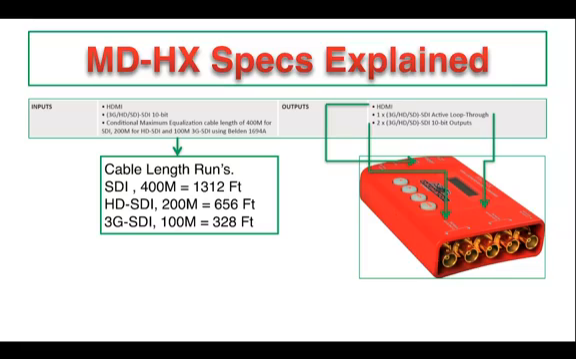So if you're doing SDI, which think of 480 or 720 as the limit, at 400 meters or 1,312 feet, you should be able to send a source down through the Decimator at that. It has enough power to send that out. If you're doing 3G SDI, that's 1080i or p at 59.94, it's 100 meters or 328 feet. Anything past that, you probably will not get a signal.